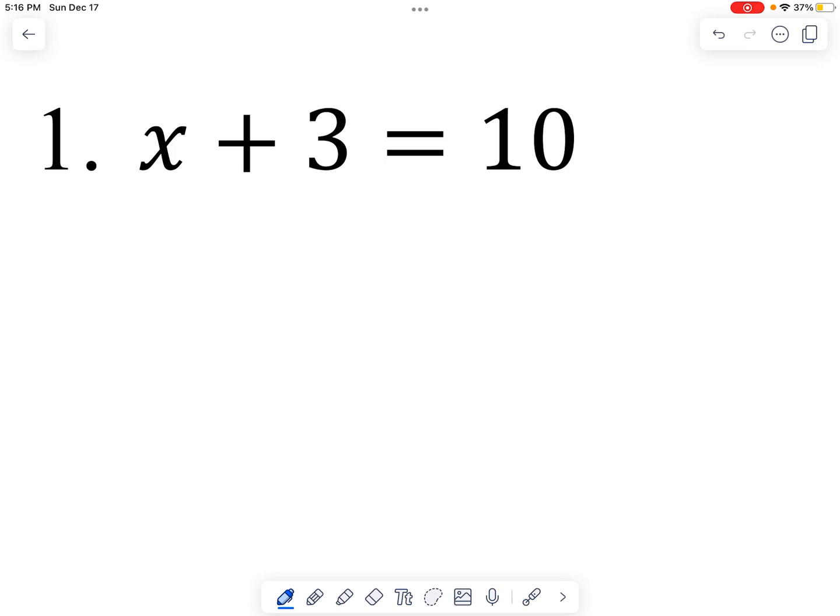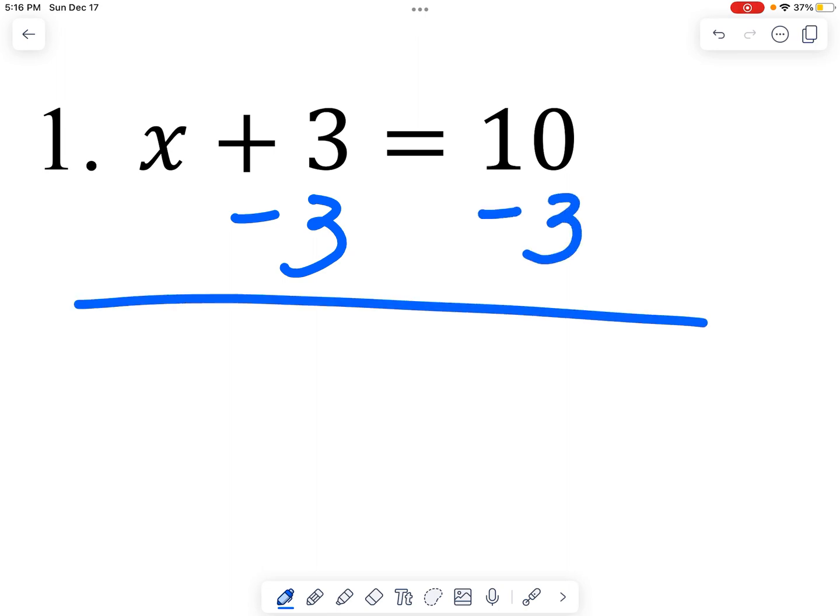So here I see addition. The opposite of addition would be to use subtraction. So instead of adding 3, which is what we see here, we're going to do the opposite, which is subtract 3. We're going to subtract it here, but whatever we do to one side, we always know that we do it to the other side. So we're going to subtract 3 on the other side, and I like to draw my line here.